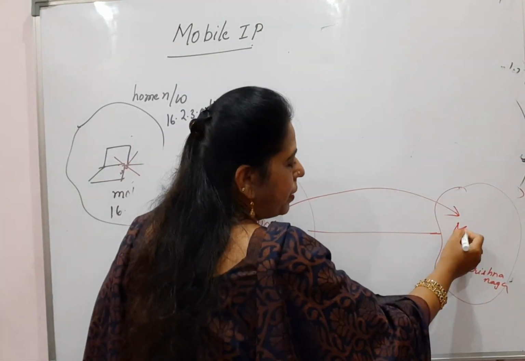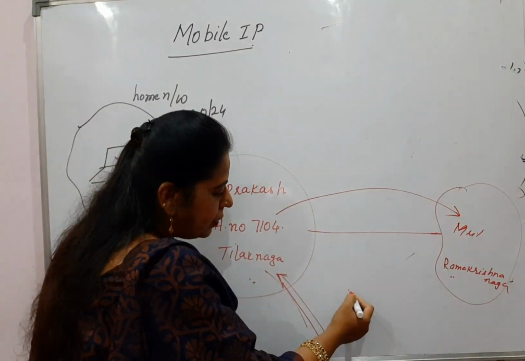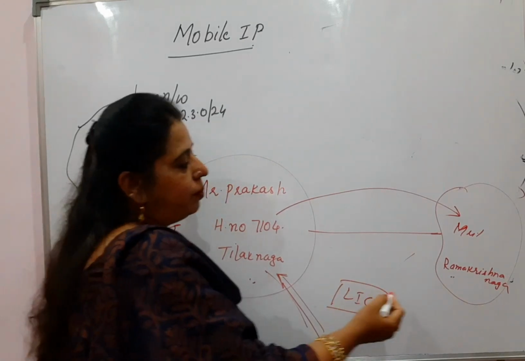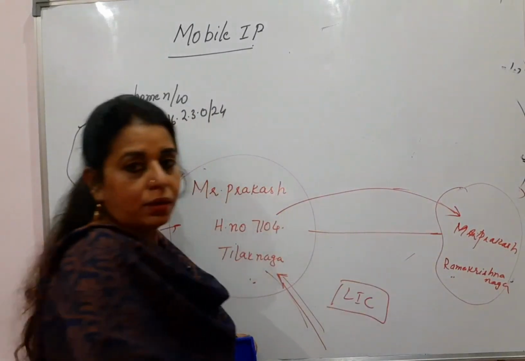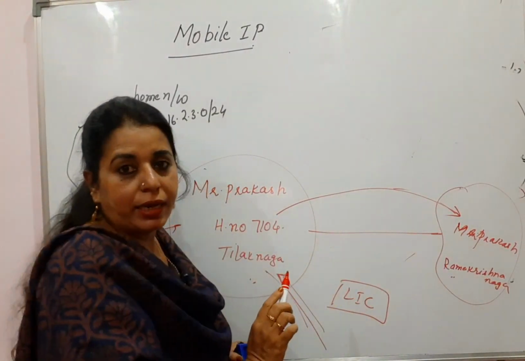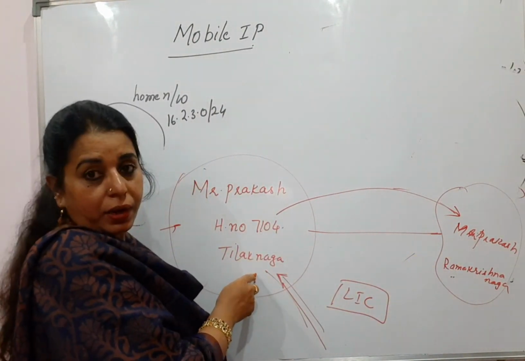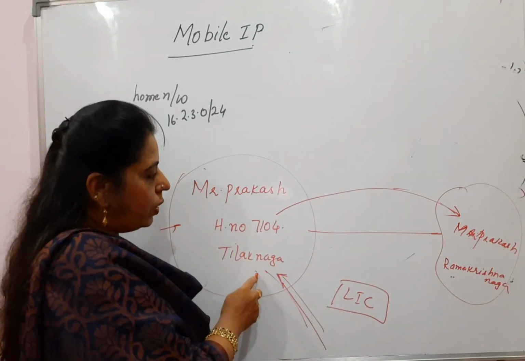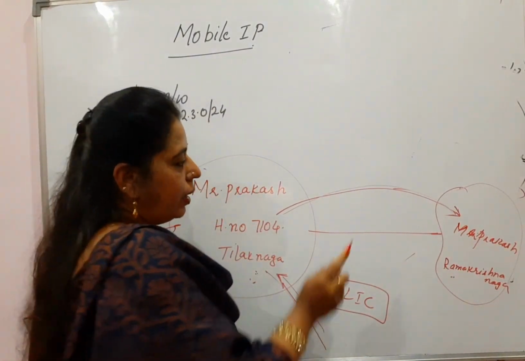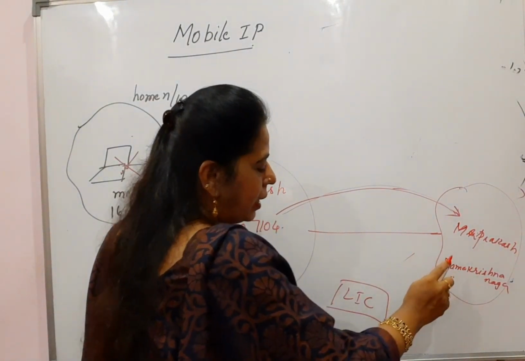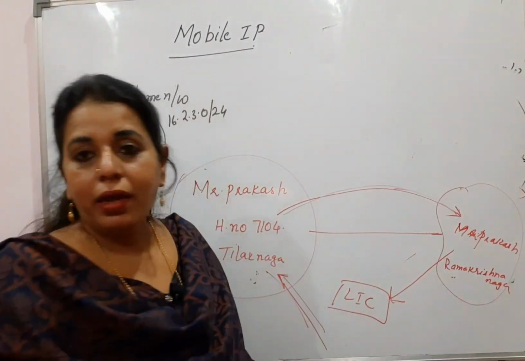Now what will Mr. Prakash come to know? Suppose he has received a letter from the LIC office. When he receives the letter, he only comes to know that it has come from LIC. He is not aware that LIC first sent it to his permanent address, that is the old address, and from the old address a person has handed it over to the new address. He is not aware of these things. He simply sees the letter, says yes, it has come from the LIC office, and he simply replies to the LIC office.